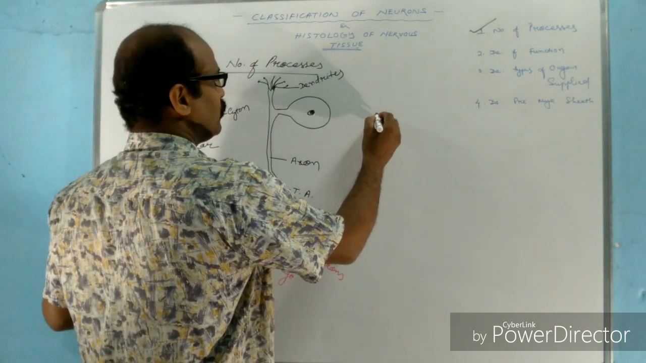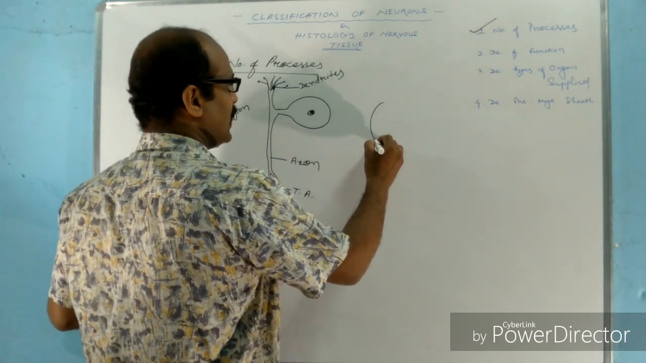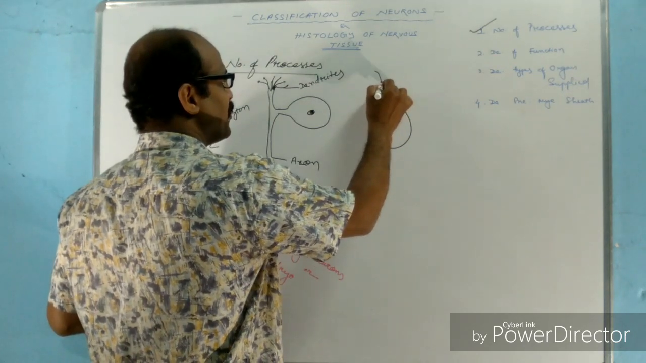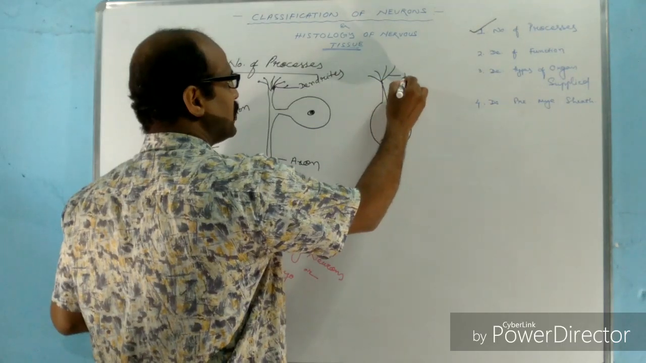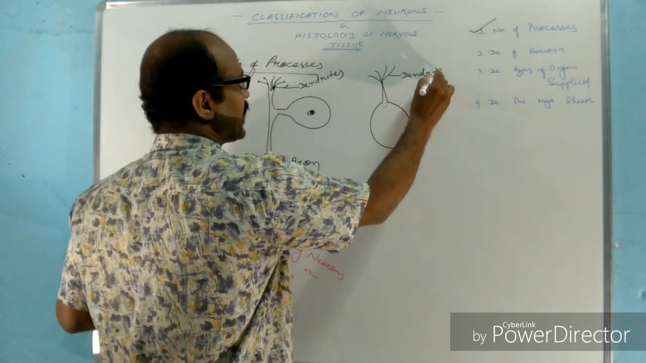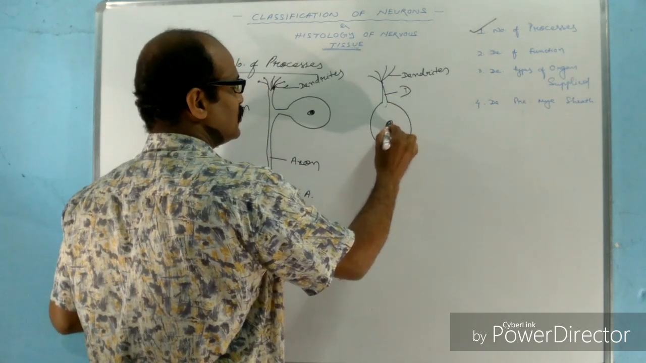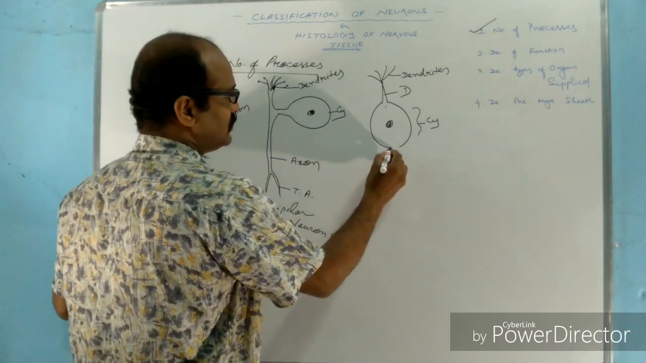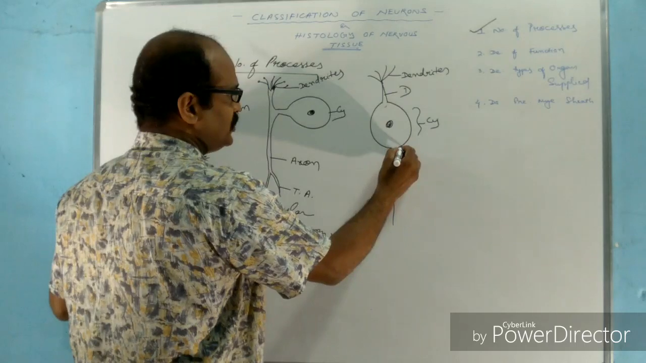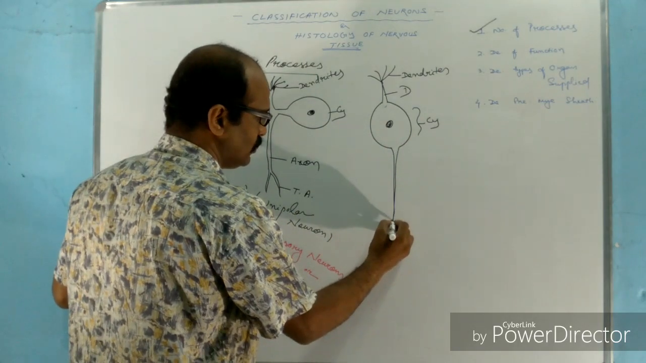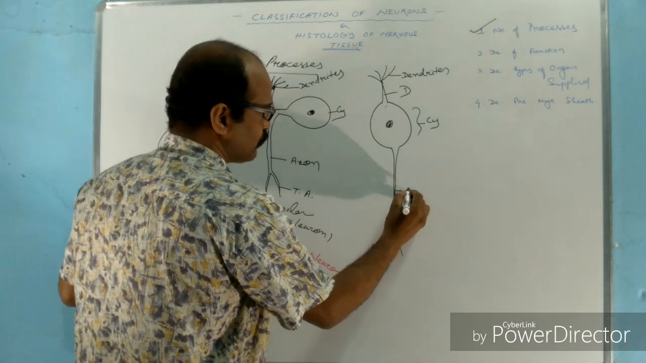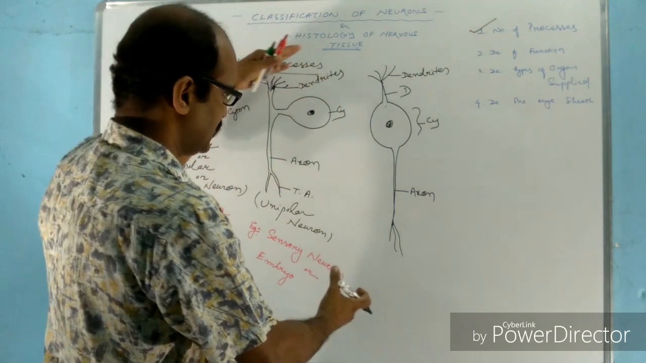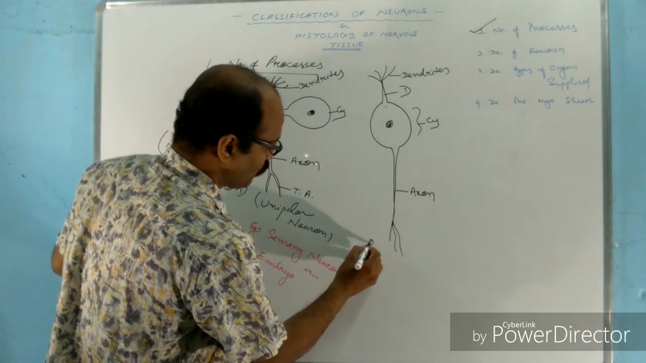Another type of neuron is also present. Suppose this is the cyton, with one pole having a single dendron, which divides into a number of dendrites. This is the dendron, this is the nucleus of the cyton, and just opposite to the dendron, at the opposite pole, there is another process. This is known as the axon. So both processes are present in opposite directions. This is known as the bipolar neuron.